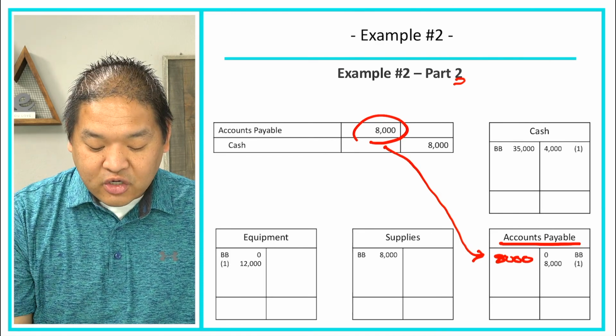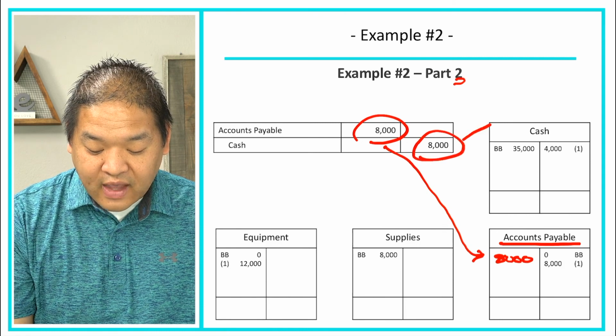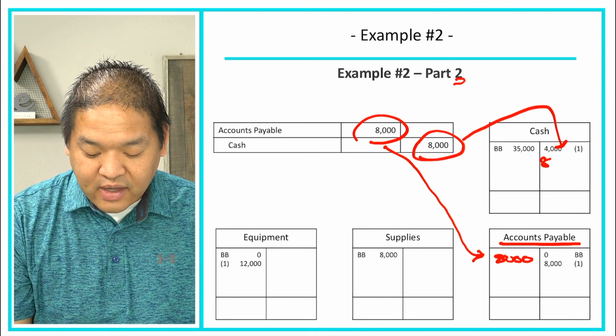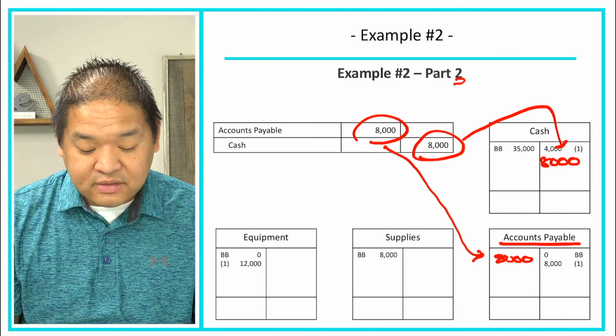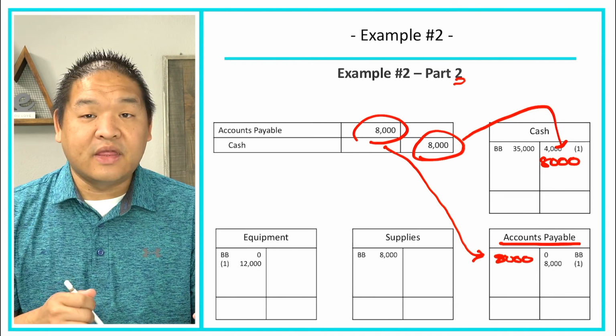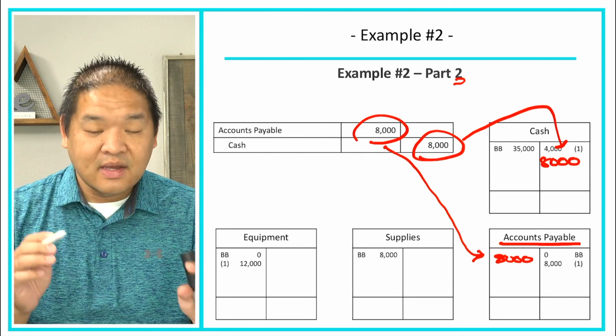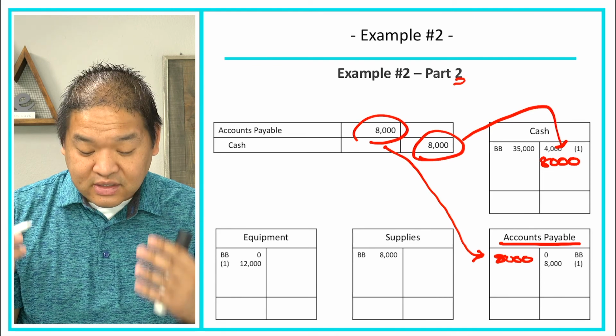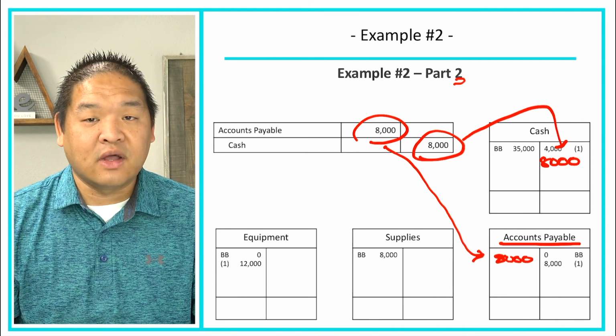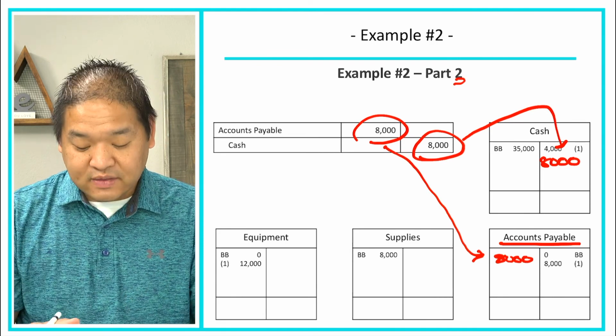We also have a credit here of 8,000 of cash, so we're going to put that here, 8,000 there. So our cash goes from 31,000 to 23,000, so 35,000 minus 12,000, which gives us $23,000 left in cash. So we now have $23,000 in cash. We now know that because of this.